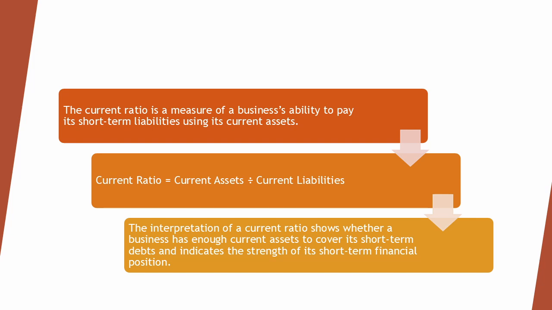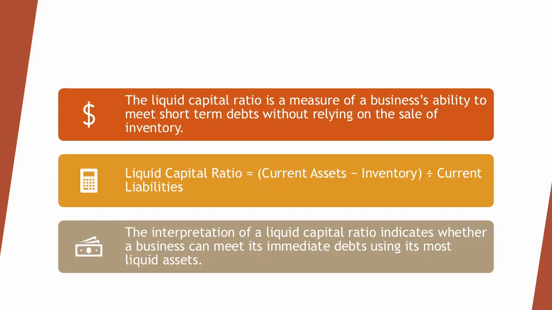The interpretation of a current ratio shows whether a business has enough current assets to cover its short-term debts and indicates the strength of its short-term financial position. The liquid capital ratio is a measure of a business's ability to meet short-term debts without relying on the sale of inventory. It is calculated by dividing current assets minus inventory by current liabilities.